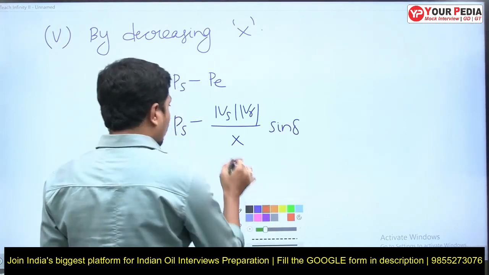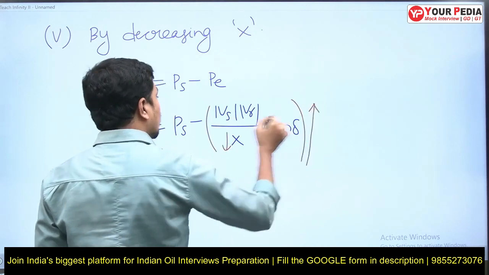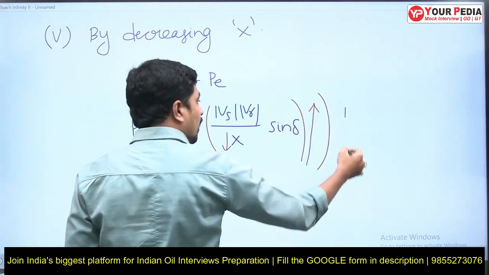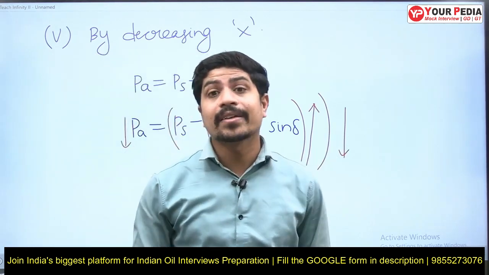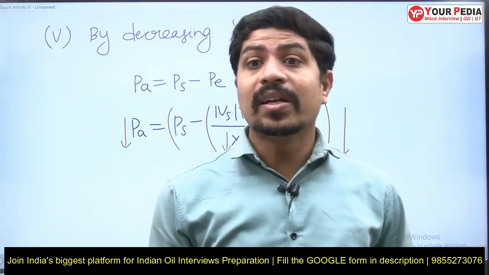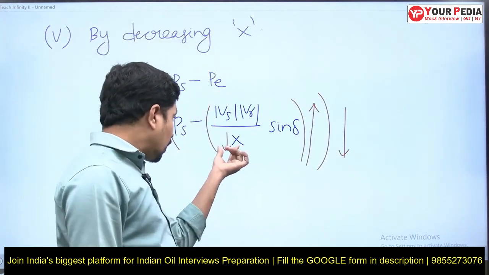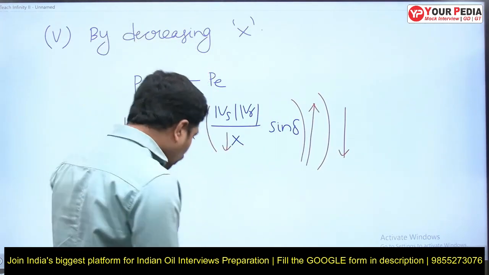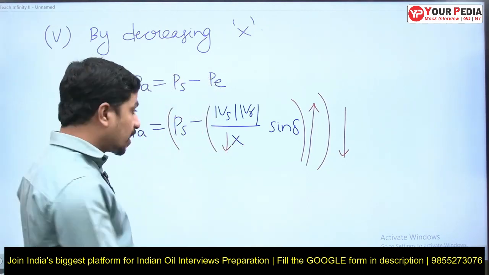Observe, if reactance decreases, then this total will increase, then this total will decrease. PA is decreasing. If acceleration power decreases, then yes, stability will improve. Transient stability will improve by decreasing this reactance. Now they may ask you a cross question: how can you decrease reactance?